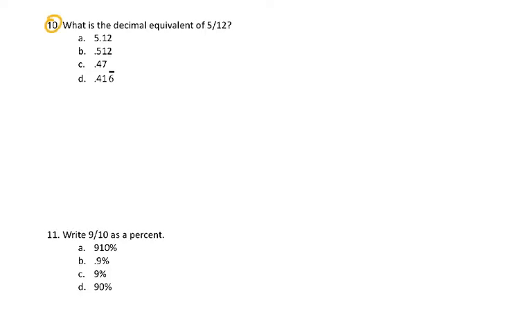Number 10 says, what's the decimal equivalent of 5/12? So without a calculator, you're going to have to divide. But before we start doing that, let's just look at our answer choices. Let's rule one out really quick. Just looking at the answer choices, we can rule out A because 5.12 is $5.12. 5/12 isn't even a full dollar. That doesn't even make sense. That's a fraction, and A is a whole number and a fraction. So we're going to mark out A just to start with right off the top.